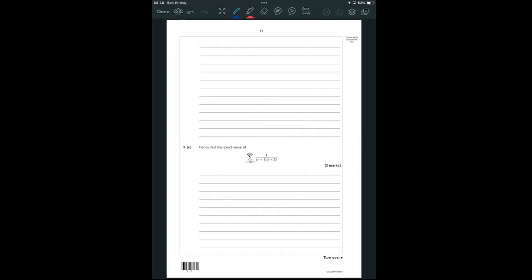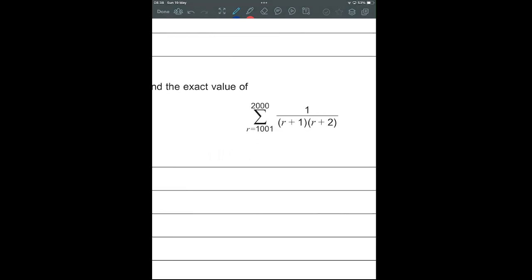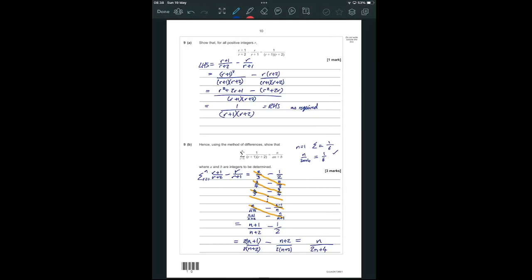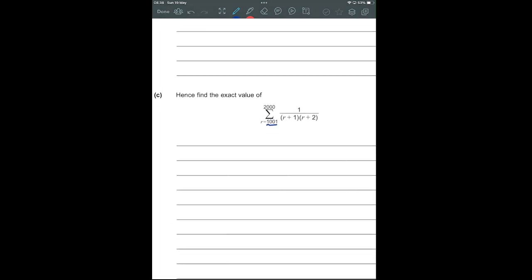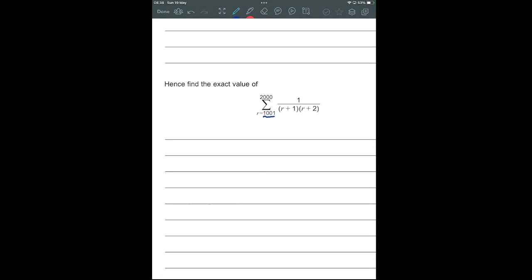Hence, find the exact value of that thing. Okay, well, the first thing to notice is we don't start at 1. And almost every formula that you create starts at 1. So we need to manipulate this. We need to be smart about this. And the best way to do that is to treat this summation as a sum from 1 to 2000. We need to get up to 2000 somehow, but then subtract off the stuff we don't want. But if we want to start at 1001, we don't want the stuff up to 1000.